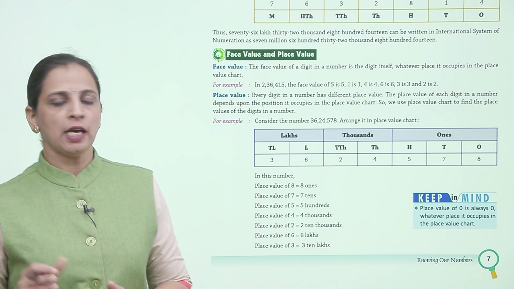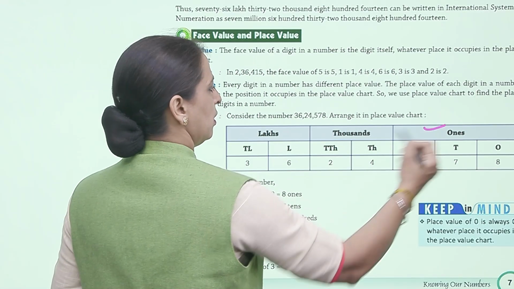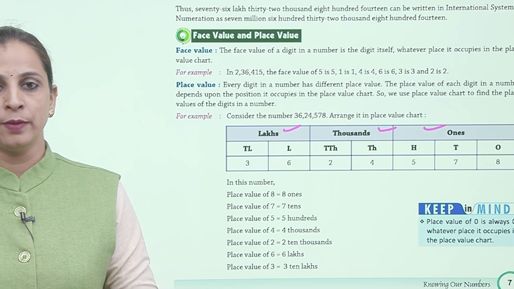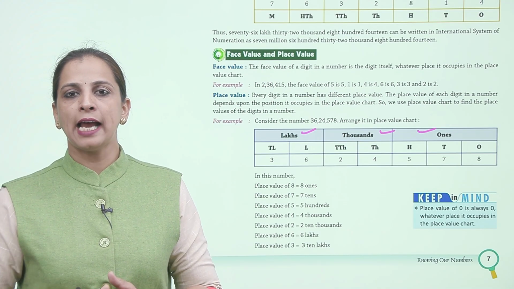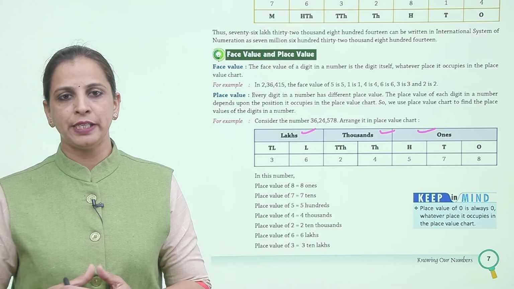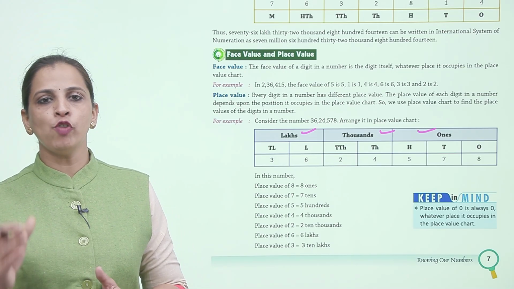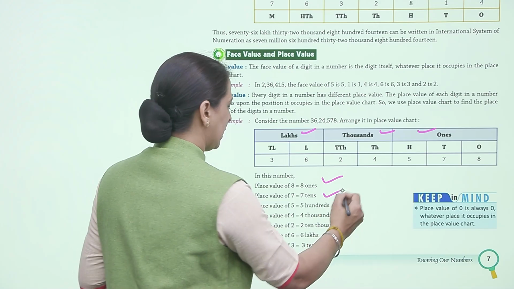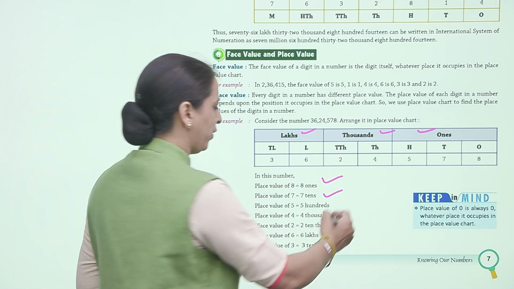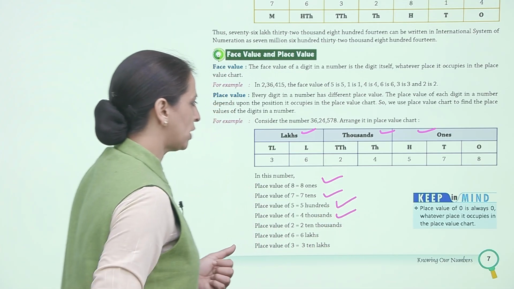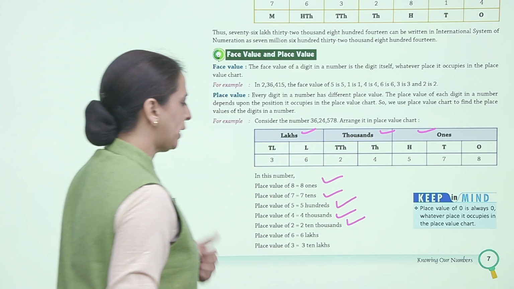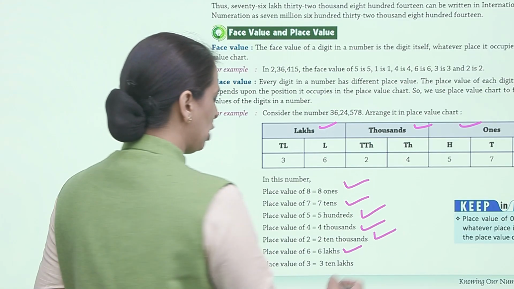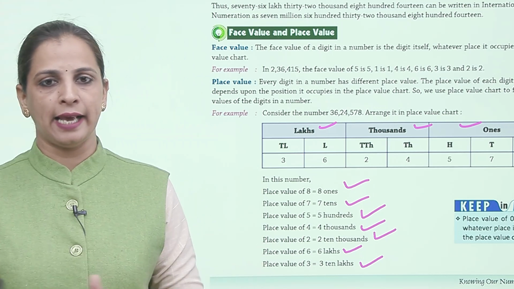Now place value में arrange किया ones, thousands and lakhs: ones, tens, hundreds, thousand, 10,000, lakh, 10 lakh. Now 36,24,578. In this number, place value of 8 is 8 ones, place value of 7 is 7 tens, place value of 5 is 500, place value of 4 is 4,000, place value of 2 is 2 10,000, place value of 6 is 6 lakh and place value of 3 is 3 10 lakhs.